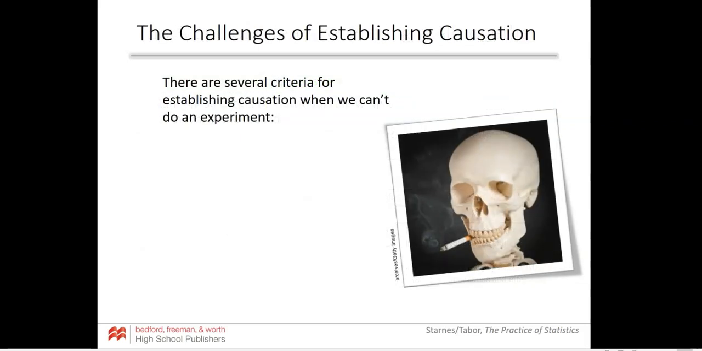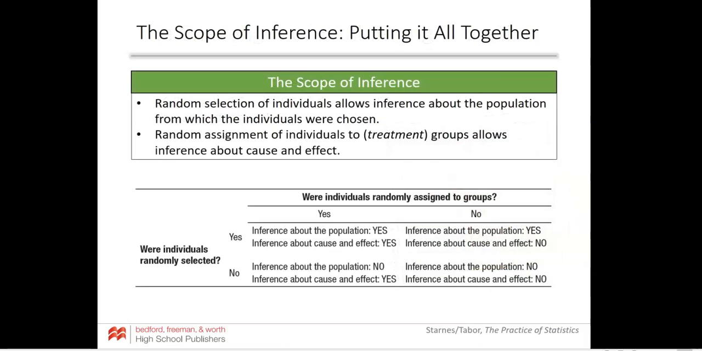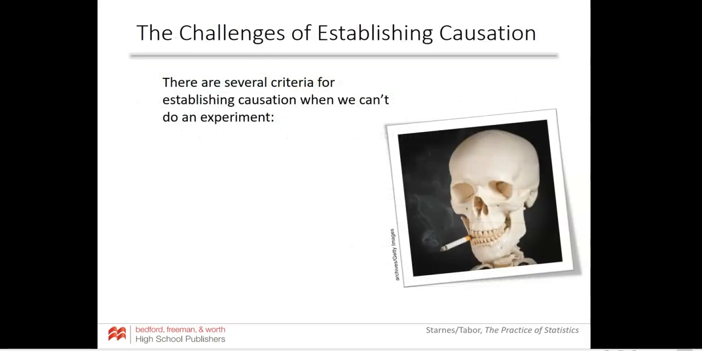Okay, so the challenges of establishing causation. Causation was when you have random assignment to treatment groups. But in addition, you need to have strong association. Positive, strong association or something like that. It doesn't have to be positive, it could be negative. The association has to be consistent. So, not a lot of outliers and things like that, but pretty consistent results.